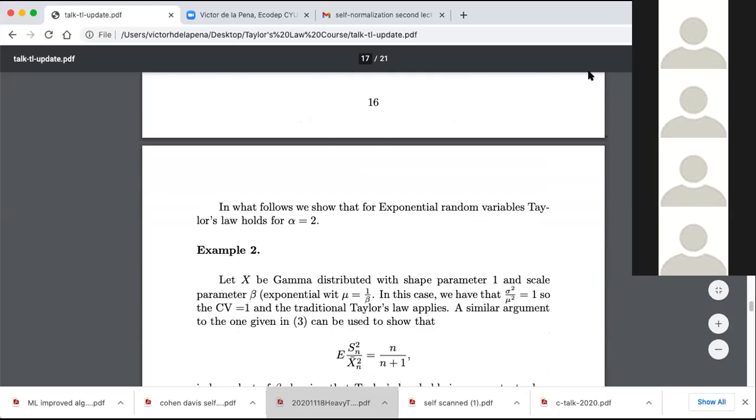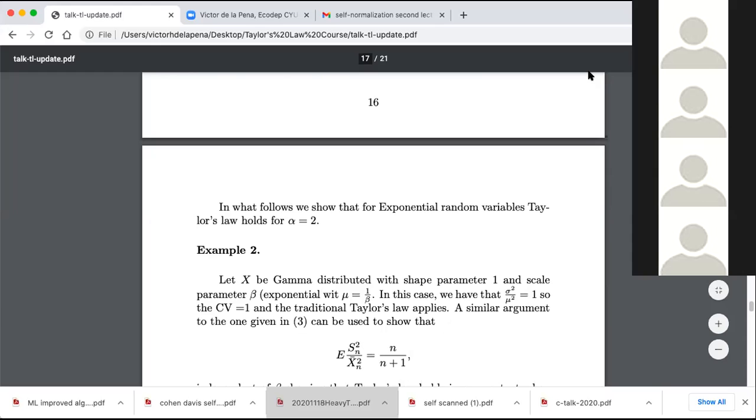Now, the next result shows that if you have exponential again with mean equal to 1 over beta, in that case, the coefficient of variation is equal to 1, because the variance and the mean square are the same for exponential random variables. So the coefficient of variation of the population is equal to 1. In this case, Taylor's law applies with a power of 2. So we have that the expected value of Sn squared over x̄n squared is equal to n over n plus 1. So I'm going to show how to do this calculation.